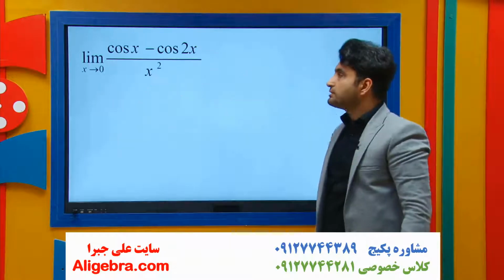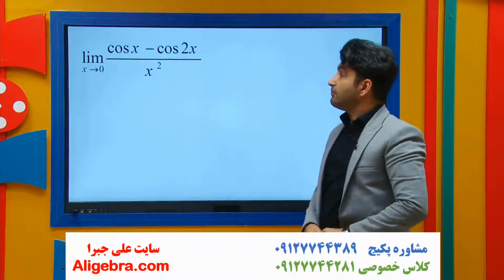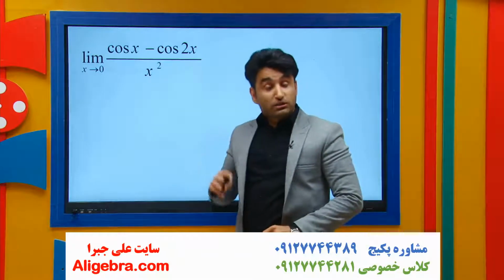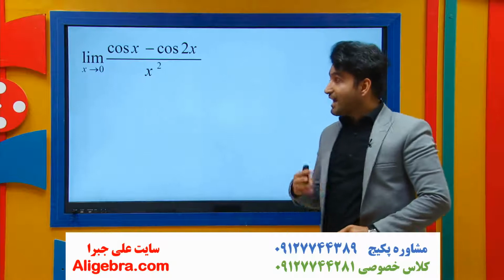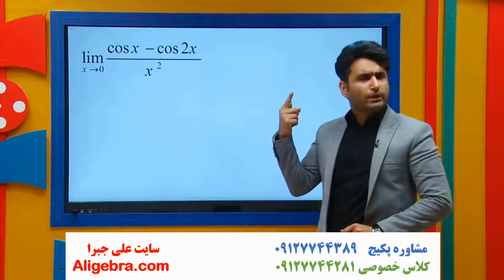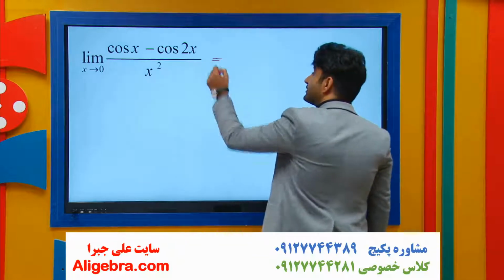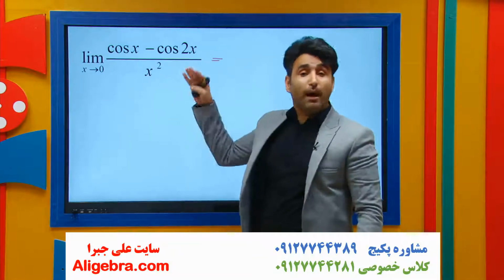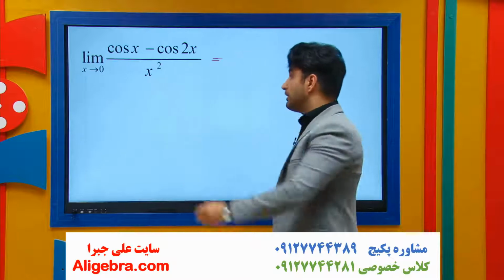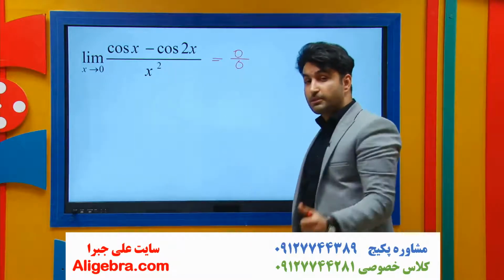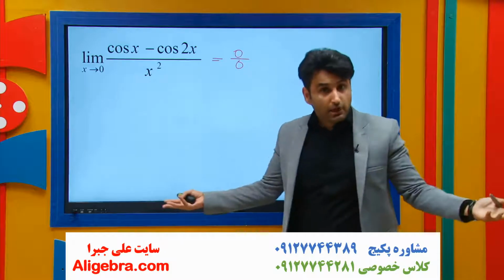Really simple. Tell me about this one. Evaluate the limit of cosine x minus cosine 2x divided by x squared as x approaches 0. Step 1, use direct substitution. Very good. So replace all the x's on top and bottom of the fraction by 0 gives me 0 over 0. 0 over 0 gives us the permission to use L'Hopital's rule.